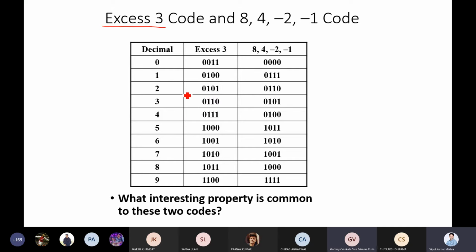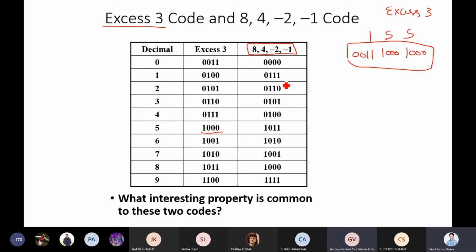Again, I am saying it is coding. Suppose I have the number 155, and I am using XS3. In that case, how will 5 be represented? In this way: 1000, 1000, and here 1 will be 0100. This is the XS3 code of 155. This is coding. You just have to code it accordingly. Now similarly, you have another code, that is 84 minus 2 minus 1.